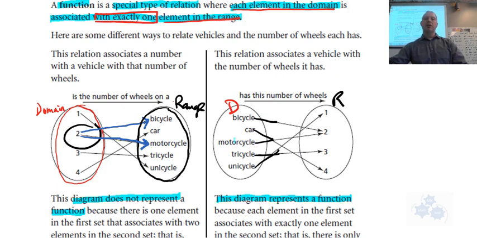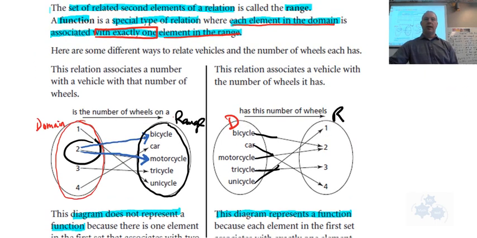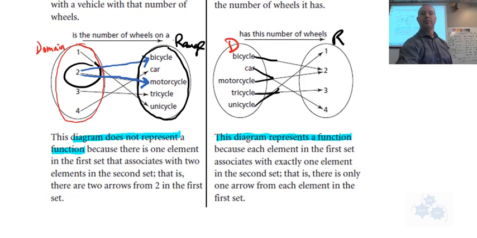The domain is always the first set of values. Okay. And we'll do lots more exploration of domain, range, and functions as we move through. Okay. So make sure that you have this understood. A function is a special type of relation where each element of the domain is associated with exactly one element in the range. Okay. Questions?